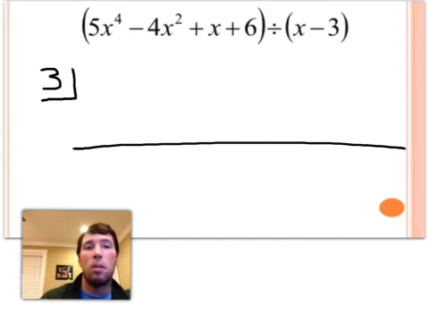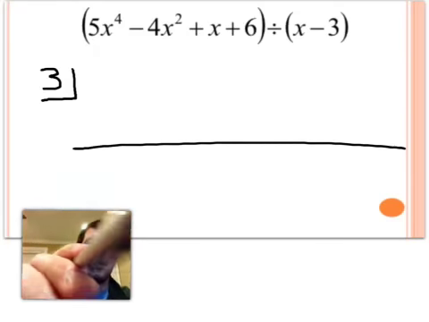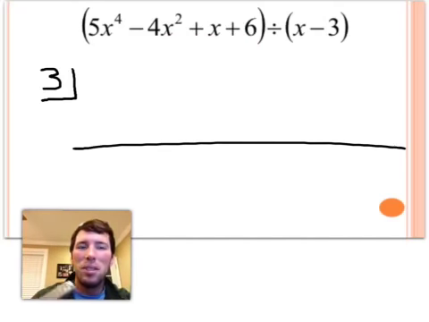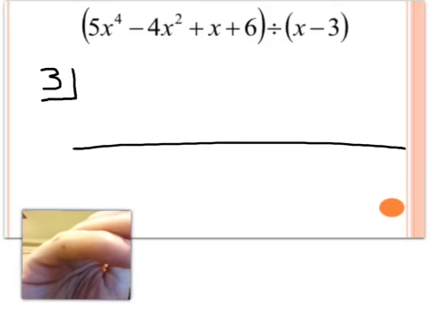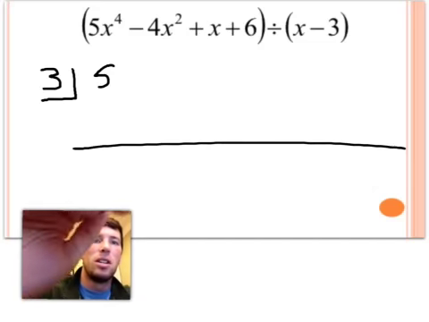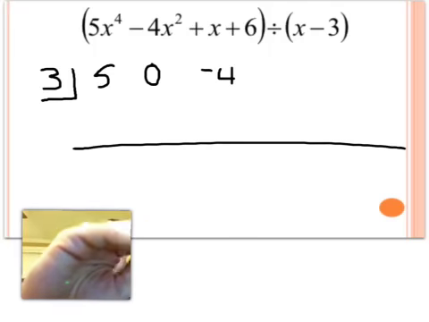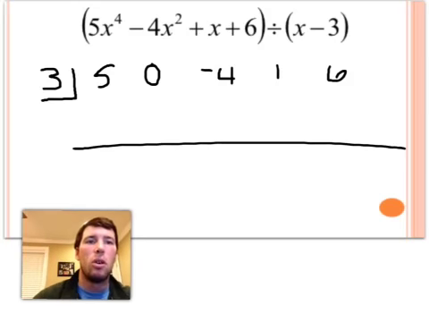Alright, in this particular problem, I've already set up a little bit for you, but look at the original question. It has 5x to the fourth minus 4x squared plus x plus 6, but what's missing? If you're thinking about the x cubed, you're right. So we have to fill that in with a 0. So as I fill in my 5, I'm not going to go to negative 4 yet, I'm going to go to my 0. So 0 would be next, then negative 4, and then a 1, and then a 6. Alright, so that represents my 4, 3, 2, 1, 0 degrees.